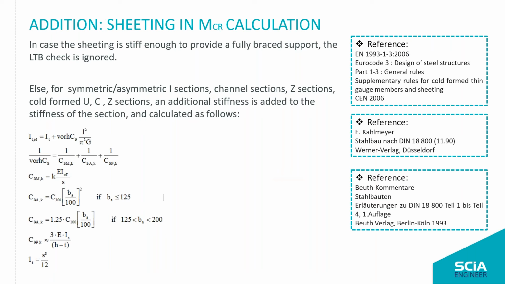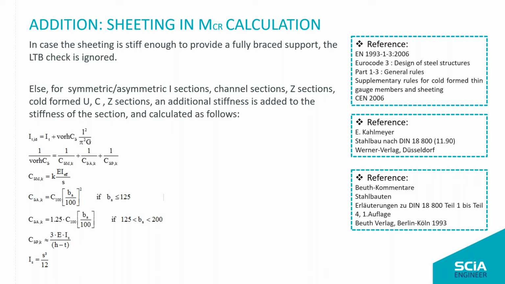I already mentioned sheeting briefly when I talked about, what did I talk about? Torsional and torsional flexural buckling. But also for lateral torsional buckling, sheeting can be taken into account in 2 different ways. One way is the sheeting is so stiff that it fully braces the member, it fully stops it from doing any lateral torsional buckling at all. And in this case, we will ignore the check.